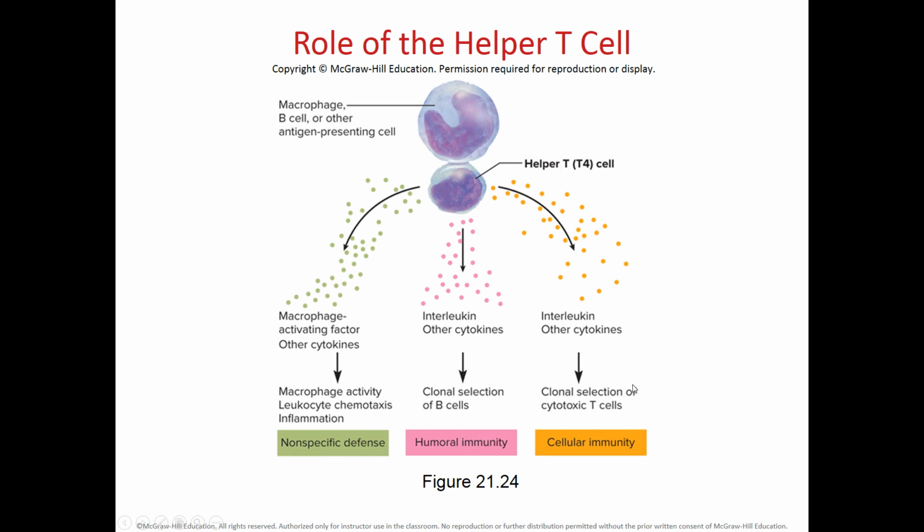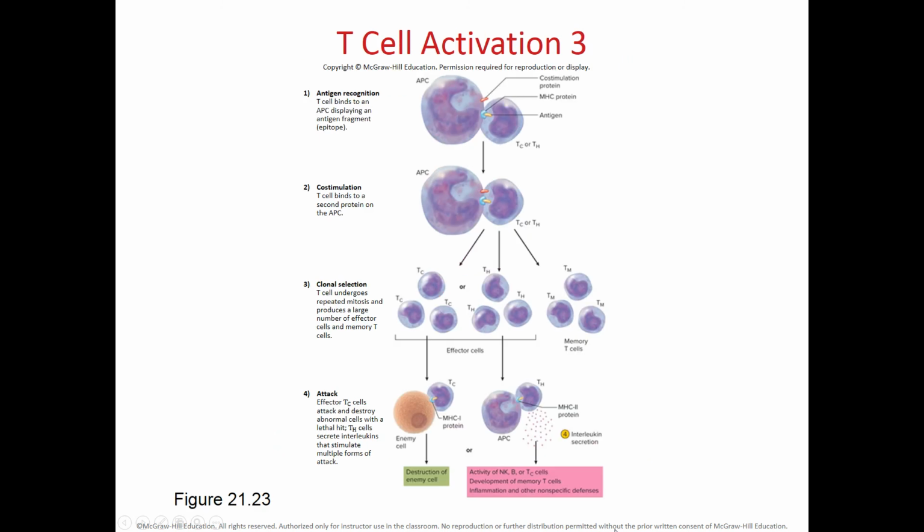And then through these interleukins, you can have non-specific defense, humoral immunity, or cellular immunity. So if you attract the T cells, it will be cellular immunity. If you attract the B cells, they will be producing antibodies, humoral immunity. And if you attract macrophages and leukocytes, you start producing inflammation. This will be innate immunity or non-specific.